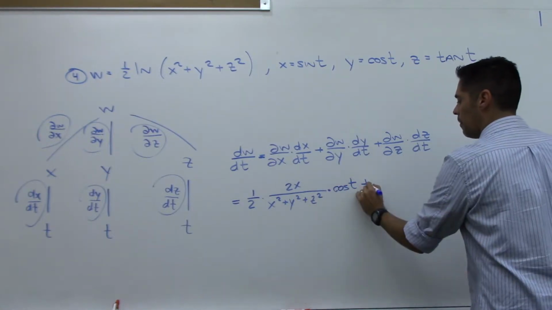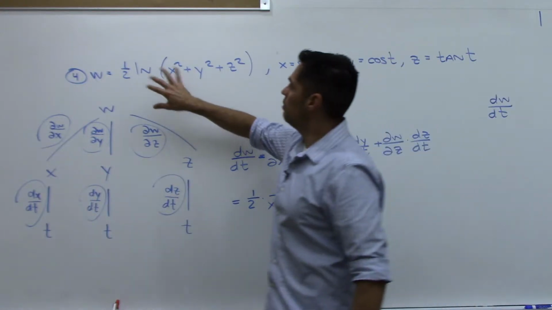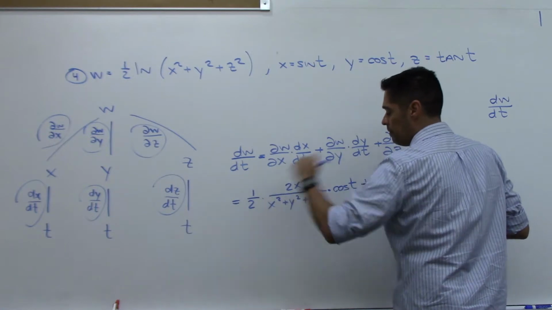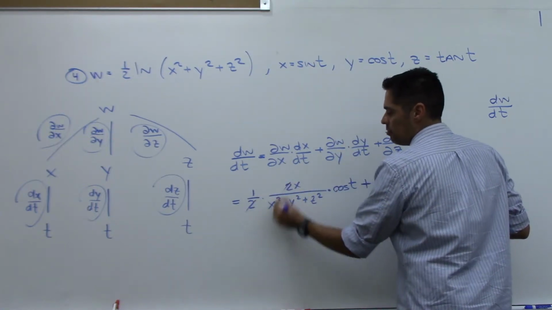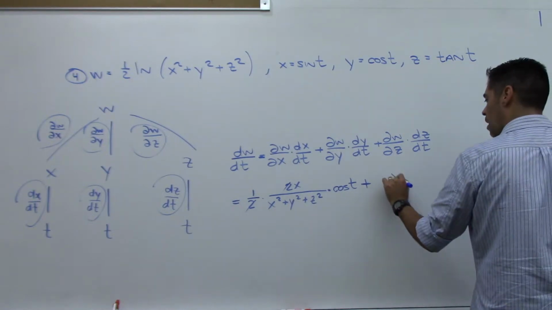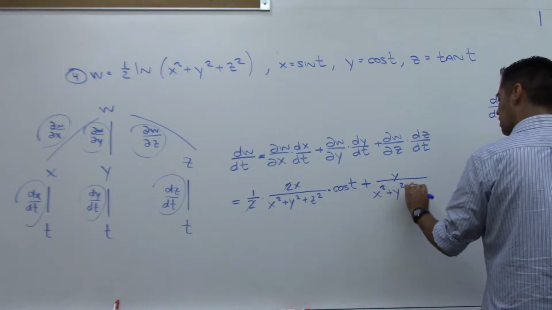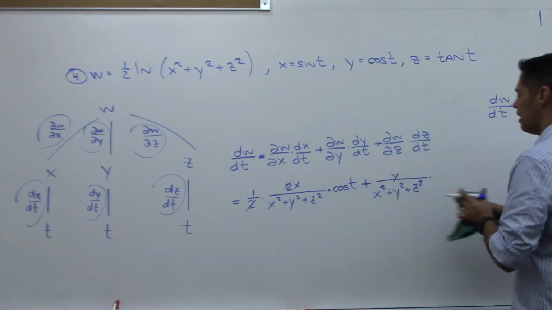Plus, now the partial w with respect to y. So I come back over here and do the same thing I did on the previous one. It's going to be this exact expression, except instead of 2x, I'm going to have 2y. And I'm going to notice that those 2's would cancel. So this one will be y over x squared plus y squared plus z squared, but then times dy dt, which is going to be negative sine t.